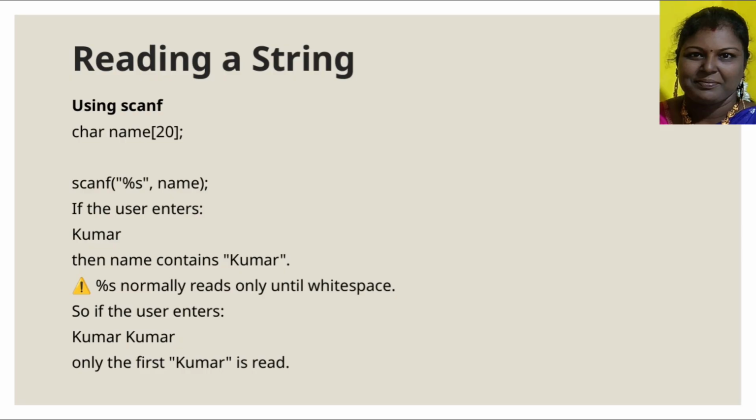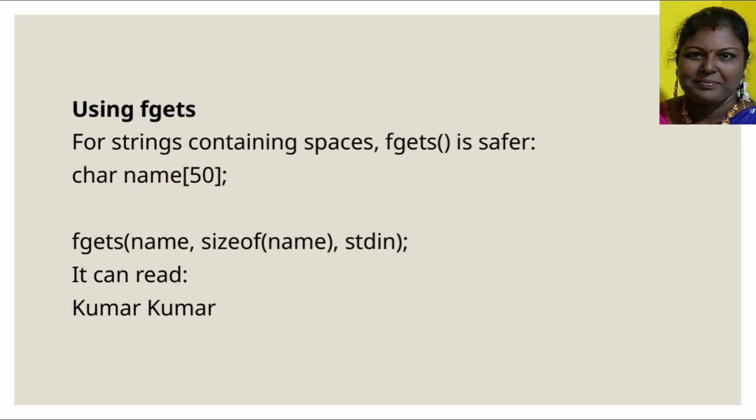When we need to read strings that include spaces, fgets is our go-to function. Unlike some other methods, fgets reads the entire line, spaces and all, making it safer for names or phrases. Here, we declare a character array to hold the input, then call fgets with that array, its size, and standard input. This way, if someone types Kumar Kumar, we capture the full string without cutting it off. It's a simple but important step for handling user input correctly.